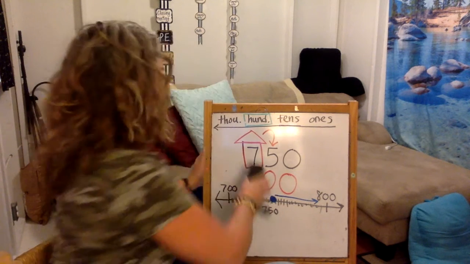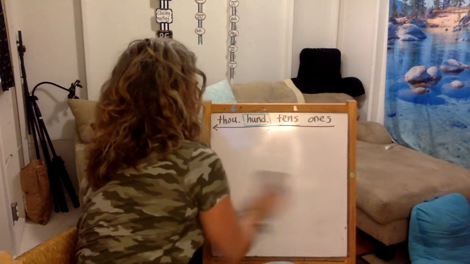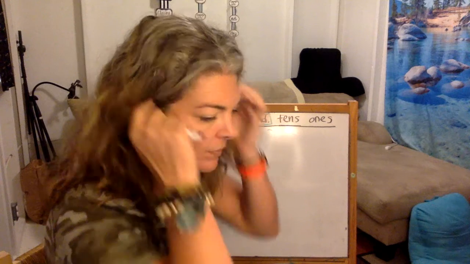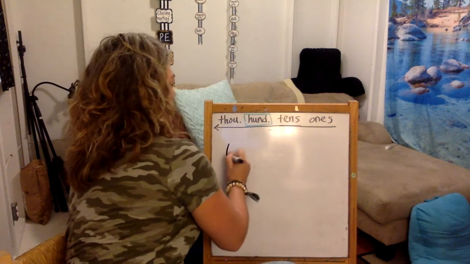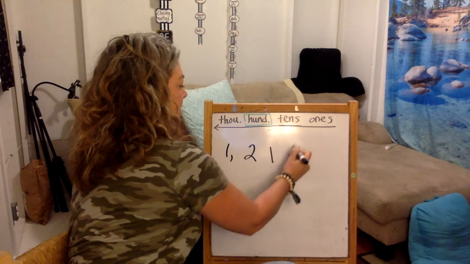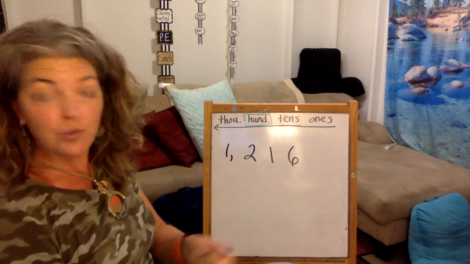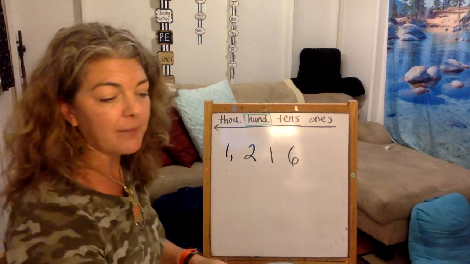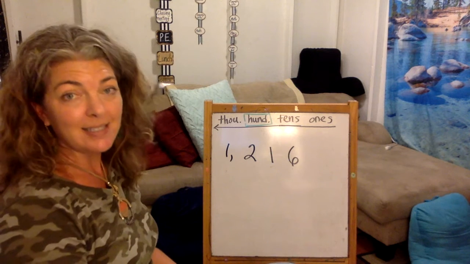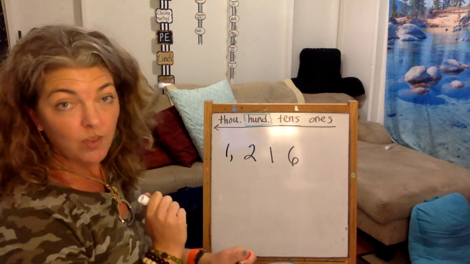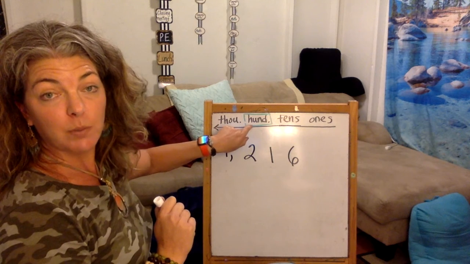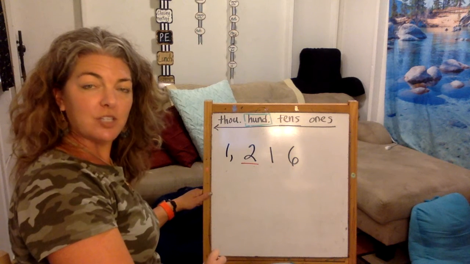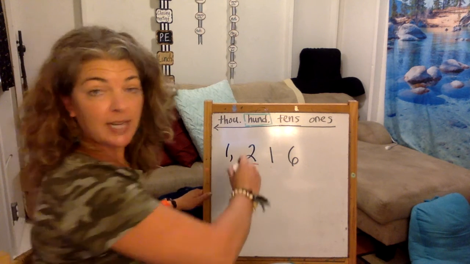Let's try another one. My number is going to be 1,216. If you're doing it with me, write this on your whiteboard. Pause the video if you need extra time to write it down. 1,216. And we are rounding to the hundreds place because that's what my directions told me to do today. The hundreds place, lots of teachers have you underline it. I like to put it in a house.